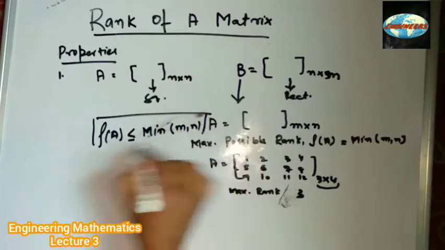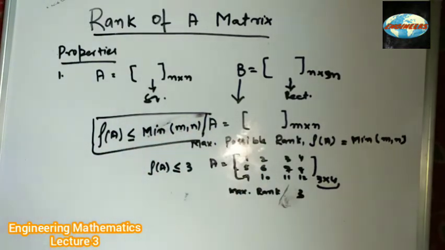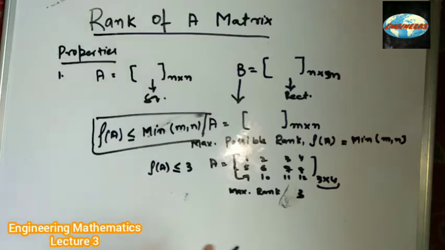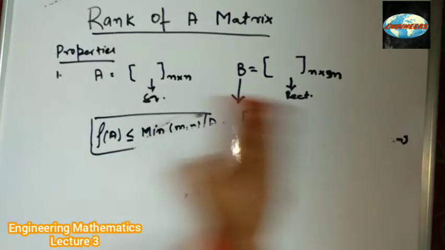This is a correct statement actually. Rank of a rectangular matrix will always be less than or equal to the minimum of these two, number of rows or number of columns, whichever is less, so rank would be according to that. Okay, this is the first property.